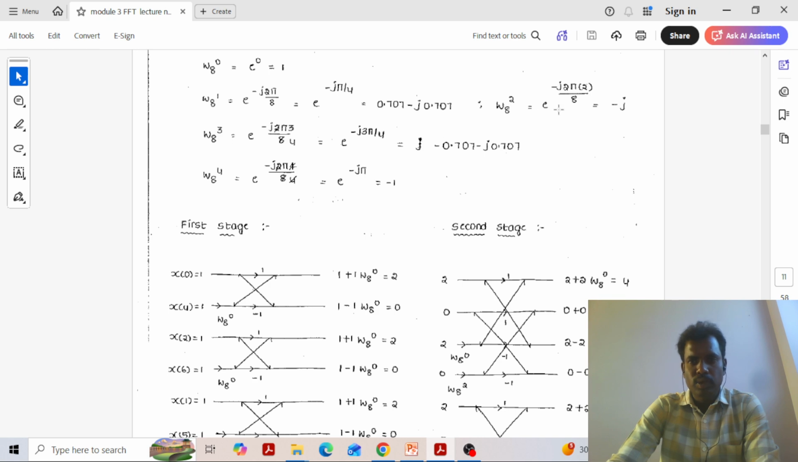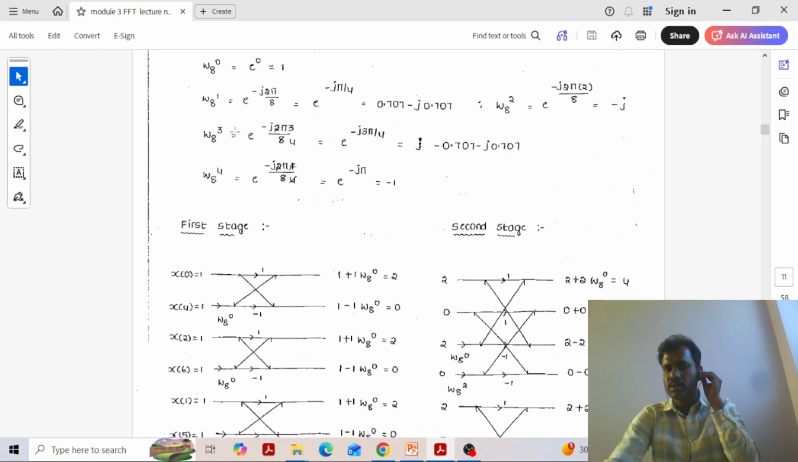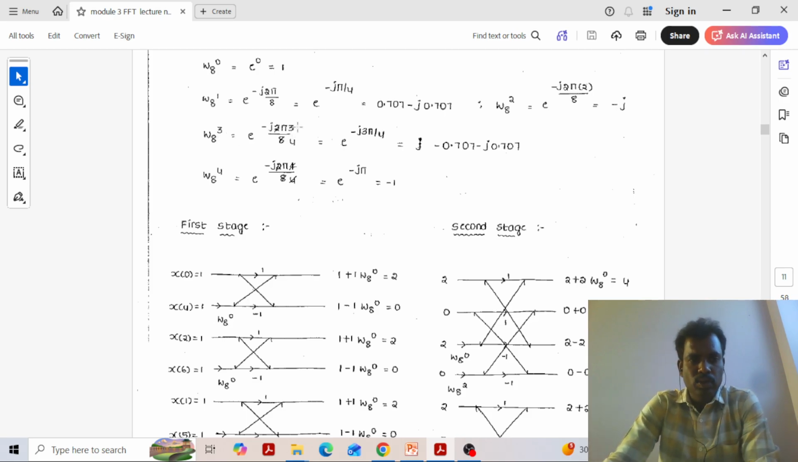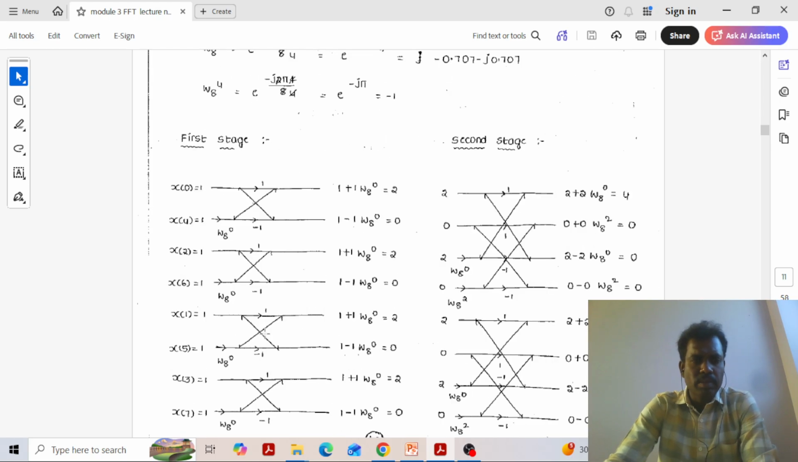And W_8^2 is e power minus j 2 pi by 8 into 2, which equals e power minus j pi by 2. For pi by 2, sine is 1 and cos is 0, so we get minus j. If it is W_8^3, e power minus j 2 pi by 8 into 3, we get 3 pi by 4, which is minus 1 by root 2 minus j 1 by root 2. These are used in this butterfly diagram.